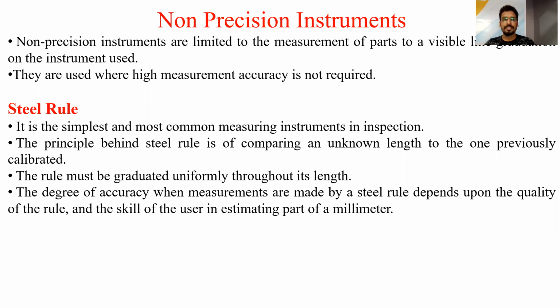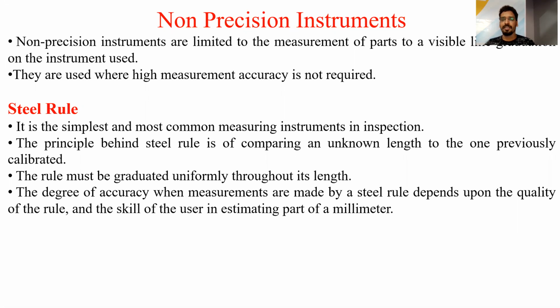What is a steel rule? It is the simplest and most common measuring instrument. In day-to-day life we have been using the steel rule from our childhood. It is the same steel rule that we use in our school time. The principle behind the steel rule is comparing an unknown length to one previously calibrated. So what is the principle of the steel rule? It has the same principle as the meter scale.